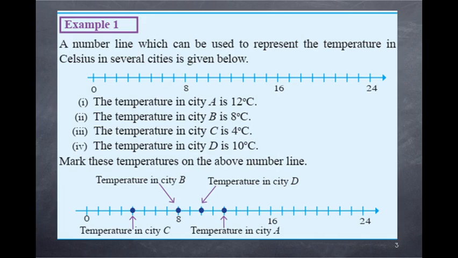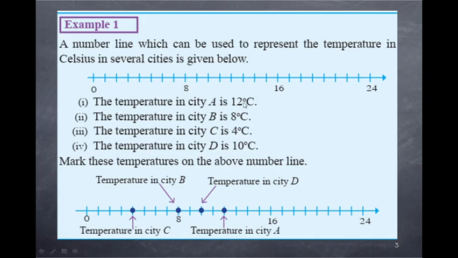Let's look at this example. A number line which can be used to represent the temperature in Celsius in several cities is given below. They have started from 0 and their gap is 8. You can see that the difference between 0 and 8 is 8. So the gap is 8. Okay, and they have used the same gap to mark the next coming numbers on this number line.